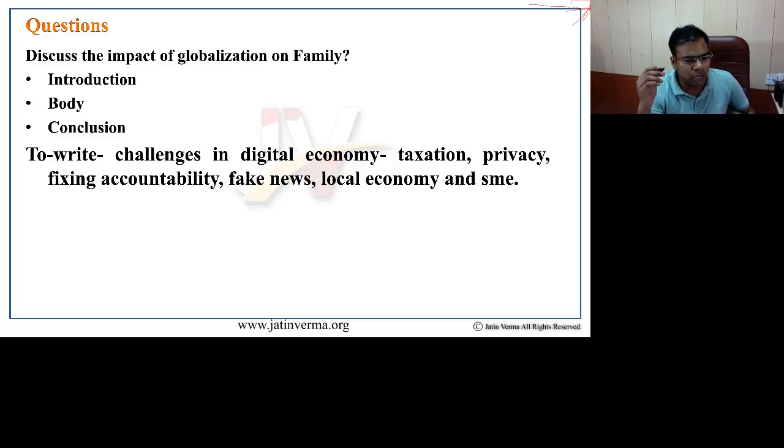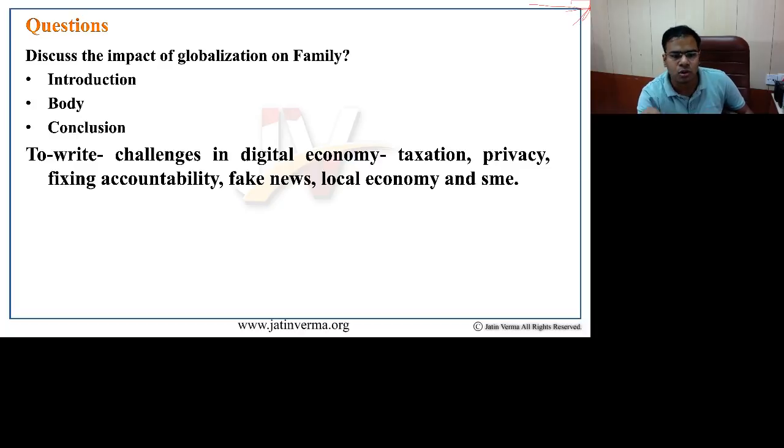Next, something that I would like to talk about is fixing accountability. Basically, the nature of crimes occurring in the digital economy is transboundary. You could be sitting somewhere and using the server of some other country. You could be using the ID of some person from a third country, and still be hacking into something in a fifth country, and so on.